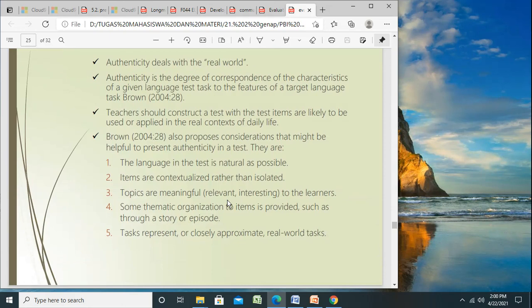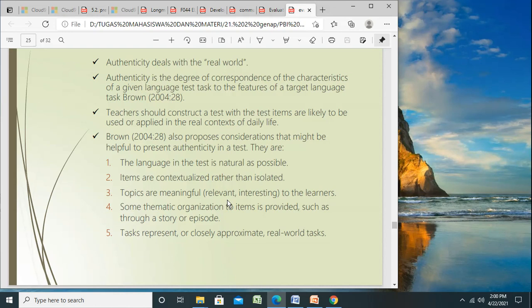And then, based on the book on page 10 to 8, they also propose considerations that might be helpful to present authenticity in the test. The first one, the language in the test is as natural as possible. You have to make the test natural. And then the second one, the items are contextualized rather than isolated. So you have to make a contextual test, not an isolated test, yeah.